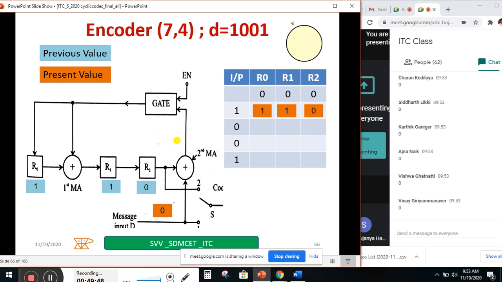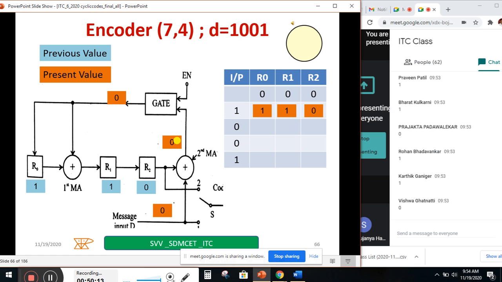This 0 has come here, and the same 0 will come here. Observe carefully. Now, can you tell what the R0 value is? R0 will become equal to how much? Can you type R0 equal to 0? Good. What might be R1?